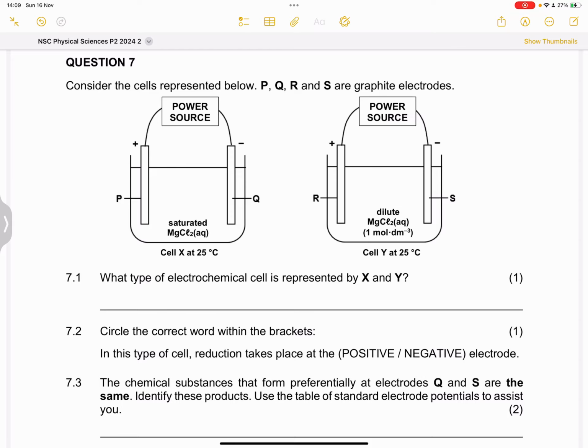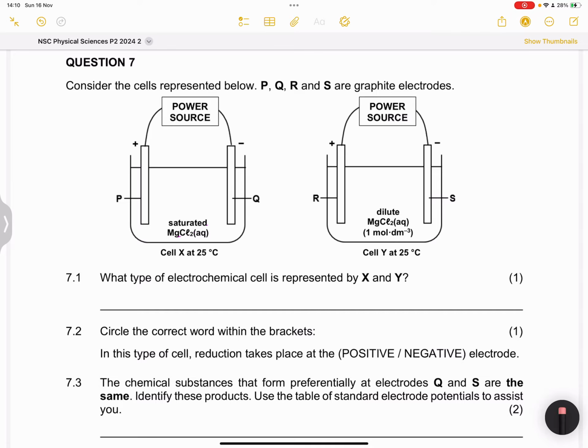Now I want you to note they've given us an electric power source there, which makes our electrodes positive and negative respectively. Firstly, note that in the first cell, they've given us saturated magnesium chloride, whereas in the second one, they have given us dilute magnesium chloride. I'm so used to saying magnesium hydroxide.